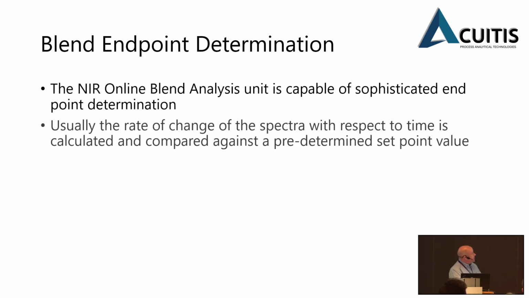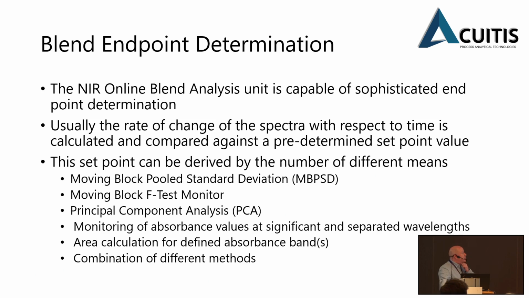Say the systems are capable of very, very sophisticated endpoint determination. Usually we're just looking at the rate of change in spectra against a predetermined set point value. And there's a couple of tools that can commonly be used, the main one being the moving block pooled standard deviation and the moving block F-test for looking at the rate of change and stability of the blend in the end. I mentioned PCA is a useful analysis tool, mainly because the different score values will typically tell you not just what's going on with the API distribution and dispersion processes within the blend, but also the way that the excipients are mixing as well.